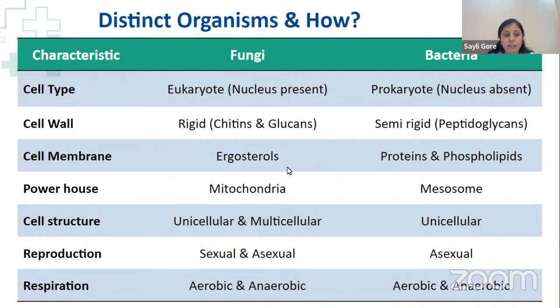Ergosterols are present in the cell membrane of the fungus, while proteins and phospholipids are present in the cell membrane of bacteria. The powerhouse of fungi is just like us. They have mitochondria, while mesosomes are majorly the powerhouse in the bacteria. Fungi are unicellular and multicellular, but bacteria are just a single cell. Fungal cells reproduce by both sexual and asexual methods, but bacterial cells reproduce only by asexual methods, and they both respire by anaerobic and aerobic modes of respiration.